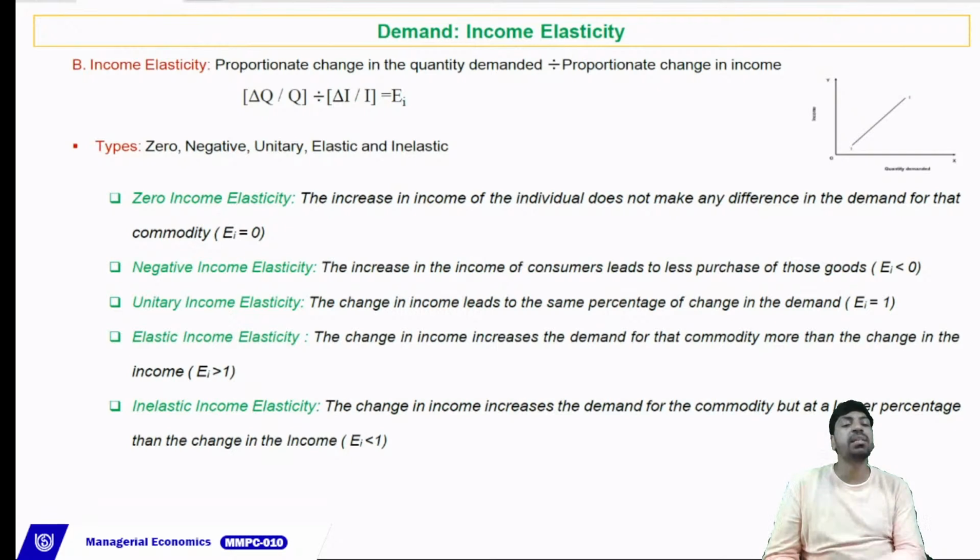There are five main types of income elasticity: zero, negative, unitary, elastic, and inelastic. Zero income elasticity means income does not make any difference in demand; there is no change in demand. Negative means if income is low, the demand is low. Unitary means income and demand change equally, so E is equal to 1.